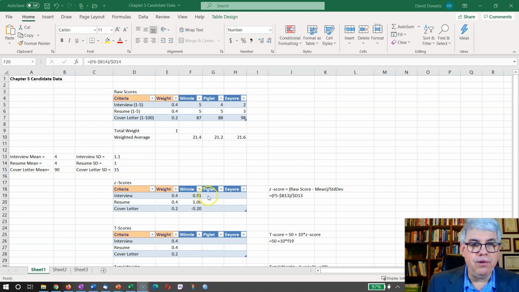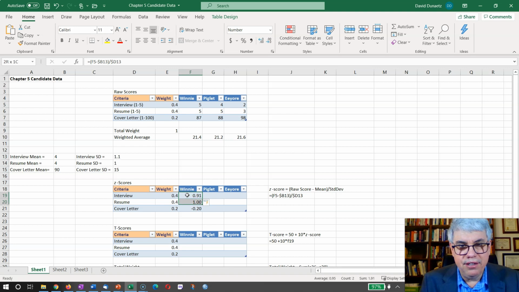So in the interview, he did a little bit above average. He got a z-score of 0.91. On the resume, he did one full standard deviation above the average. So he got a z-score of 1. And on the cover letter, where he got 87, the average was 90, and he did a teeny tiny bit below average, minus 0.2.